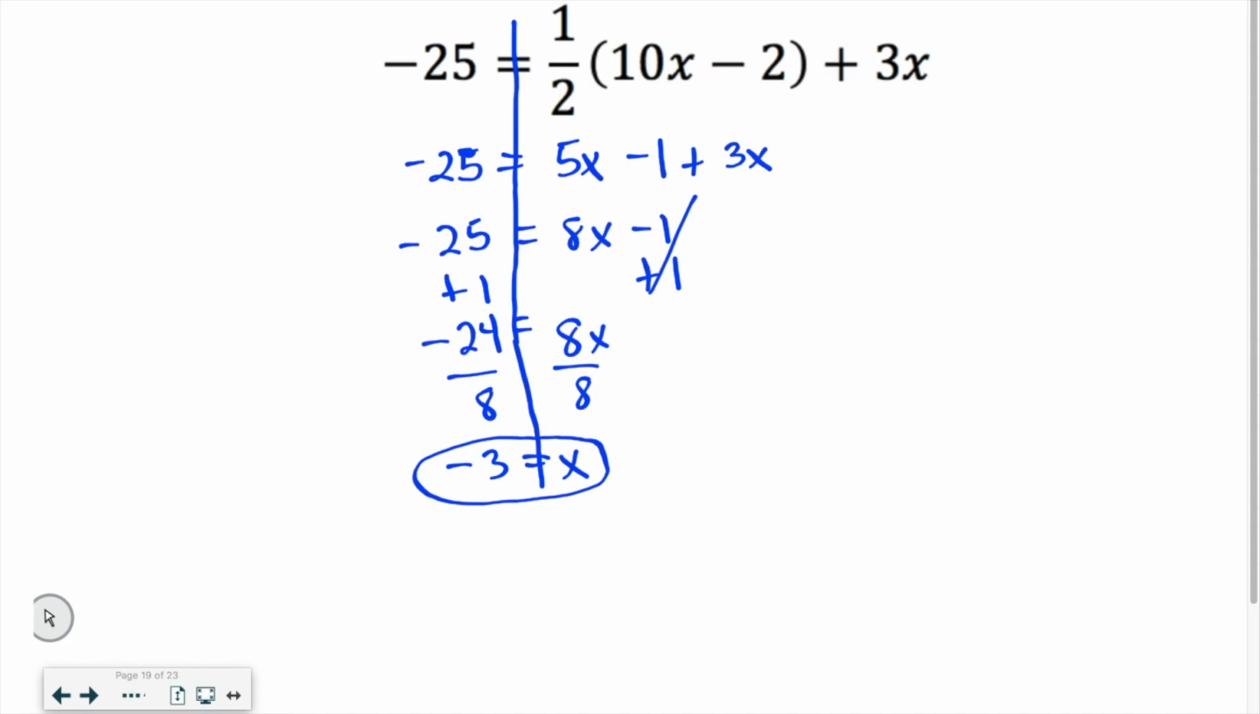Same thing for the 1/2 times negative 2. So you do 1/2 times negative 2. Remember, you can put it over 1. So you have 1 times negative 2, which is negative 2, and 2 times 1, which is just 2. Negative 2 divided by 2 gives you that negative 1. So it's just a shortcut way of having to multiply by a half. It's the same thing as dividing by 2.